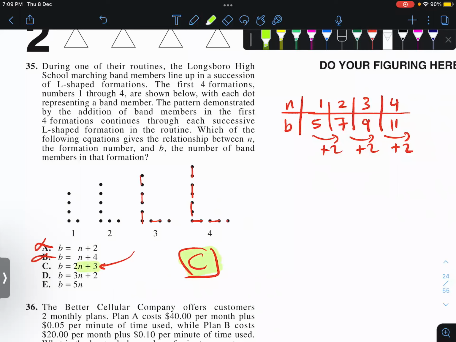We tried here. We did this first and then we tried. Yeah, it's not correct with you, right? Yes. Okay, so the table helped us to know that N is the number of figures or shapes, and B is the number of members or band members.